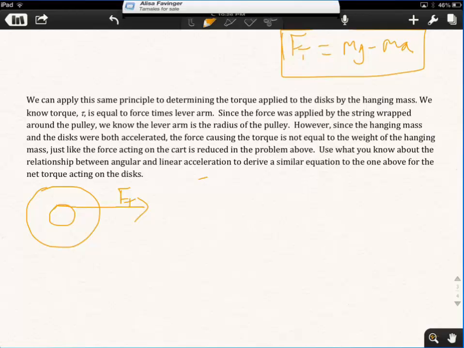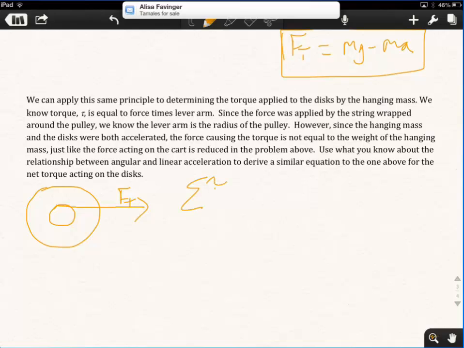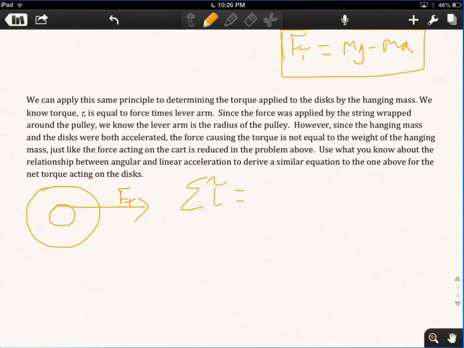So if I look at that, the net torque acting on the pulley is given by the tension force in the string times the radius of the pulley. So I get net torque equals Ft times r. Now, since the hanging mass and the discs were both accelerated, we have to account for both of them, just like we had to account for both the masses up above. And so what we're going to do is sub in the equation that we have from up above right here. Only the masses are a little bit different.